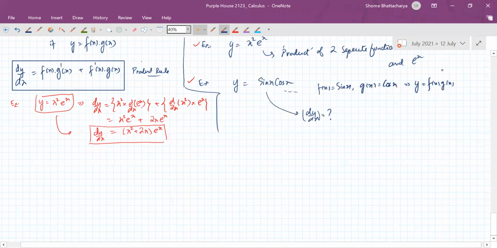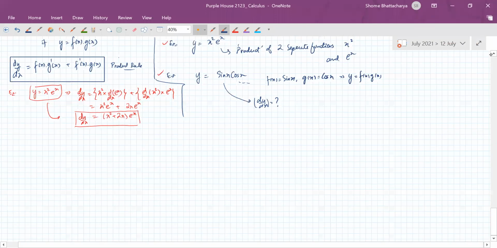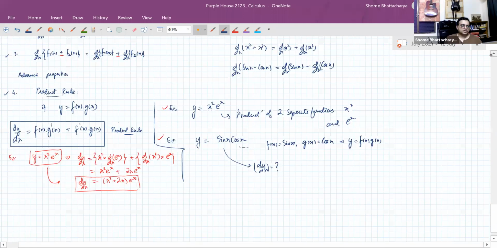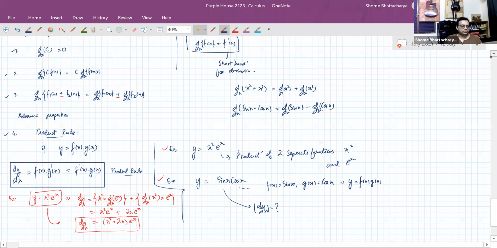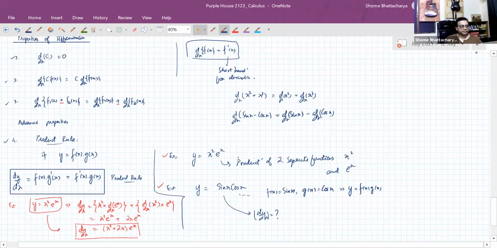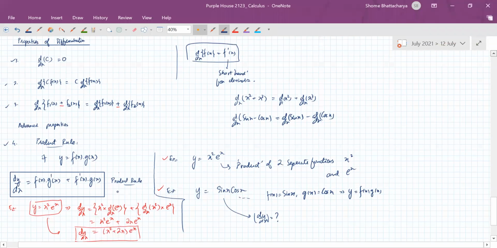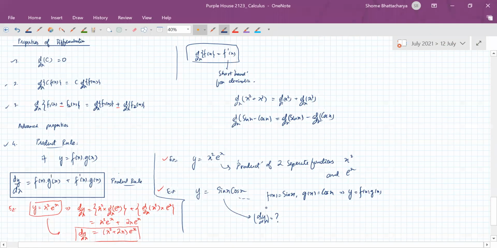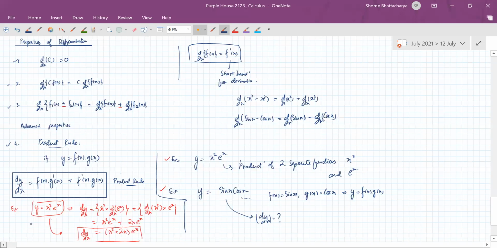Sir, I want to see the short forms. Yeah, that f prime is the short form for the derivative of f(x). Sir, why did we not differentiate x square first?